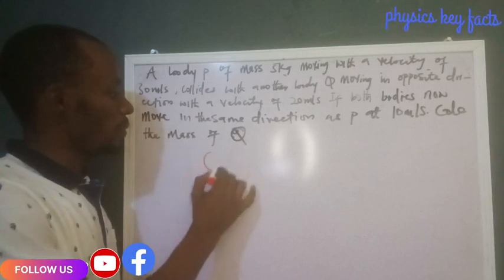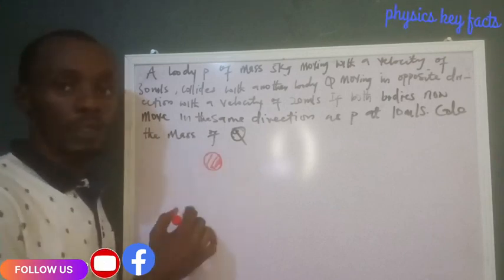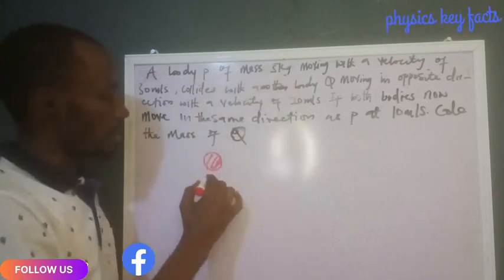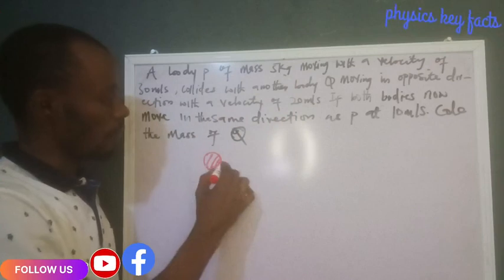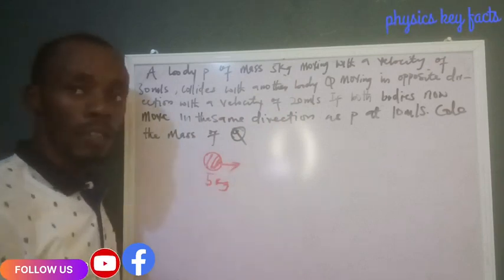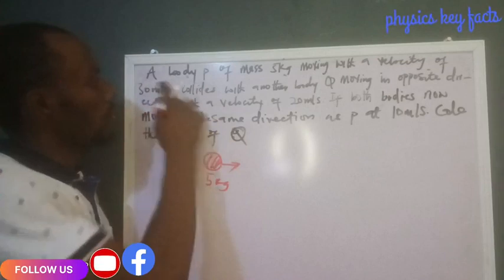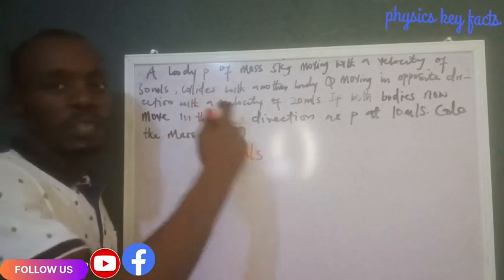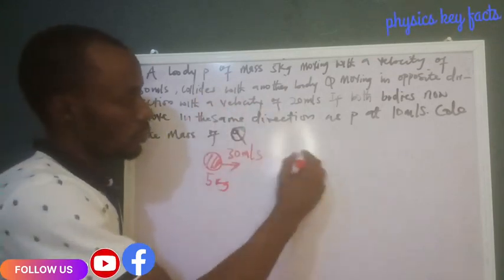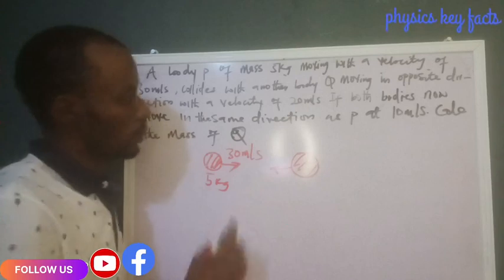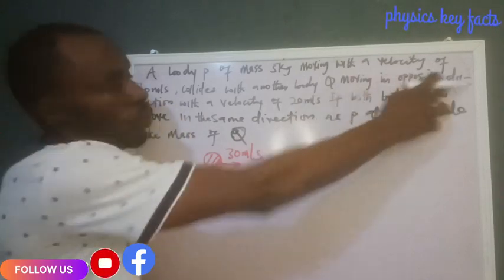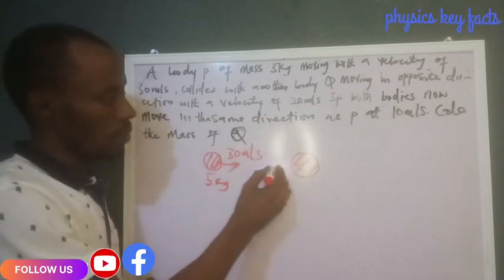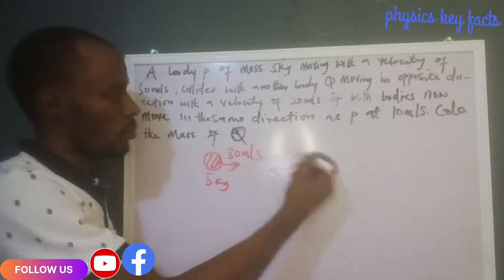So this is P, two bodies according to the question. Body P has a mass of 5 kg and is moving with a velocity of 30 meters per second. And the question says there's another body Q, the second body, moving in the opposite direction of P. So it means it is coming in this direction. Of course, P is moving like this, so Q is coming like this.